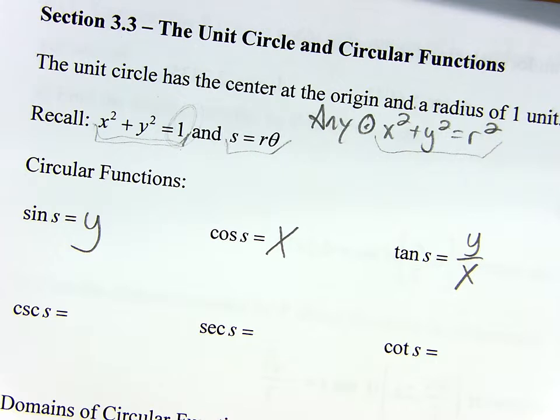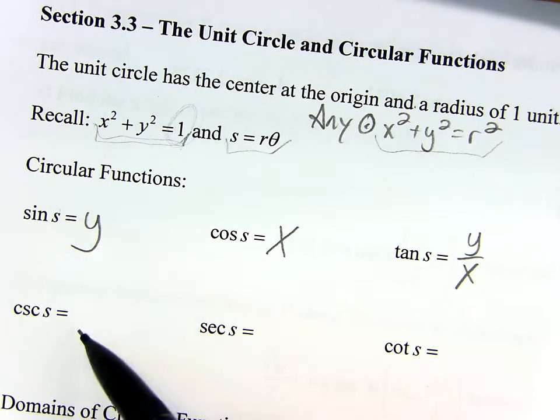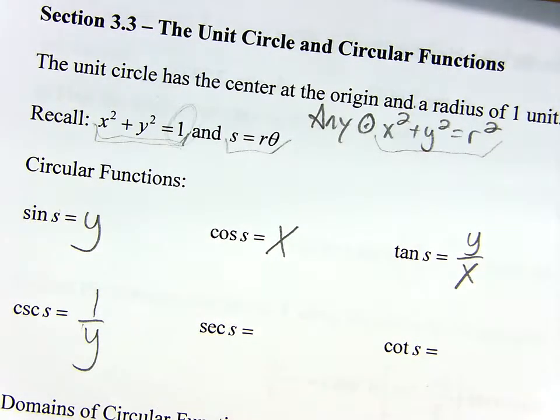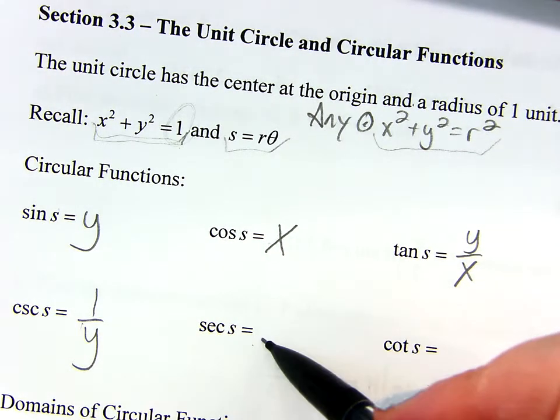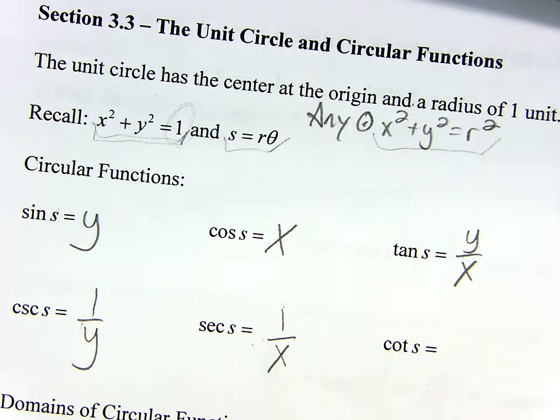Is s still the arc length around the outside of the circle, or is that a different s? Yeah, no, same thing. So cosecant still is the reciprocal of sine, so the reciprocal of y would be 1 over y. Secant, reciprocal of cosine, is going to be 1 over x. And then cotangent, reciprocal of tangent, is x over y.